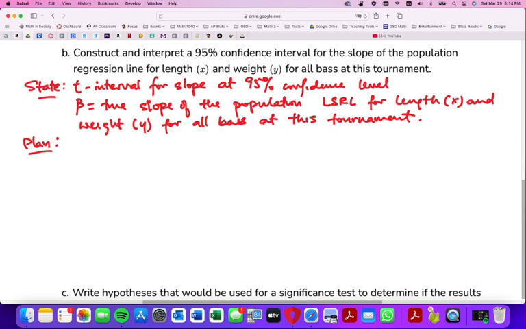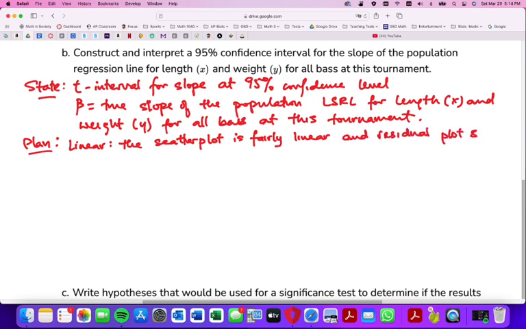Now, what's the plan going to involve? It involves all the conditions. So what are the conditions? You have the acronym LINER, liner, right? Or linear, liner. So liner, first one, L is linear. Now, what do we look at? We look at the scatter plot. So the scatter plot is fairly linear, right? It has a linear pattern. And the residual plot shows no pattern, right? If it shows no pattern, that means the linear model is a good fit.